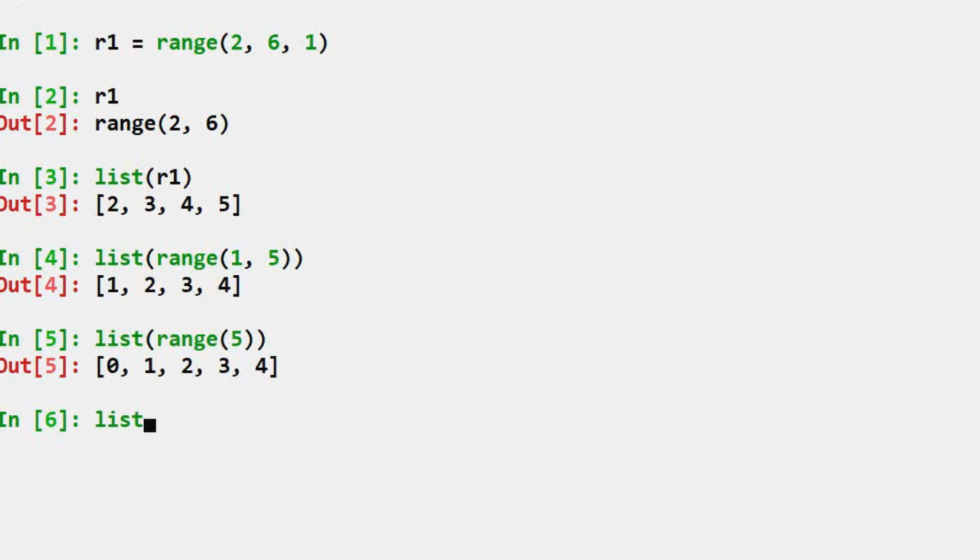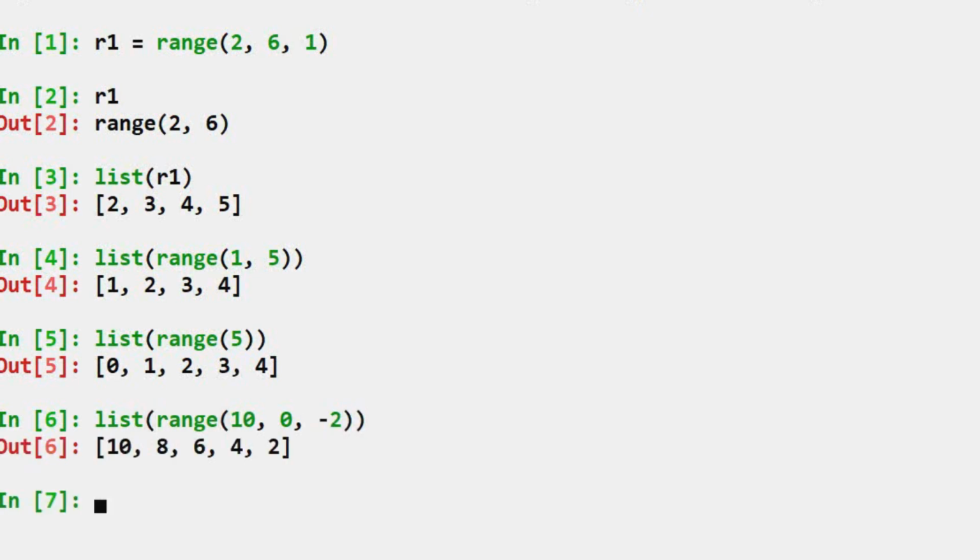Finally, I am considering another range object with arguments 10, 0 and -2. Then that range object contains 10, 8, 6, 4 and 2 as the sequence of integers.